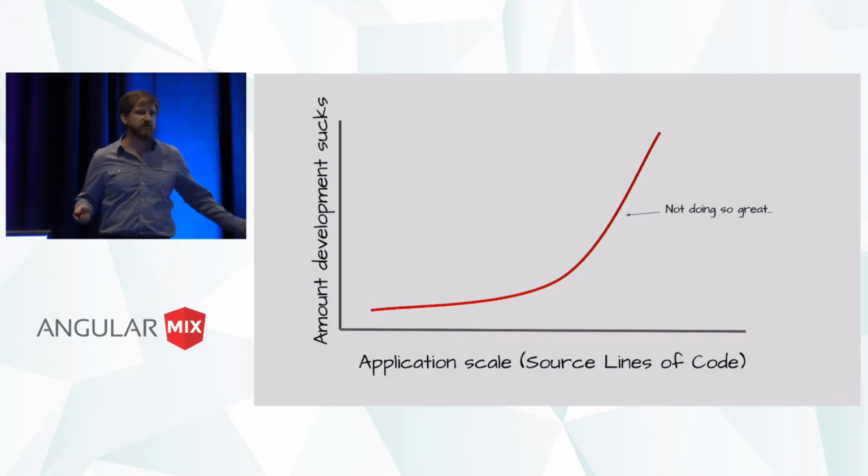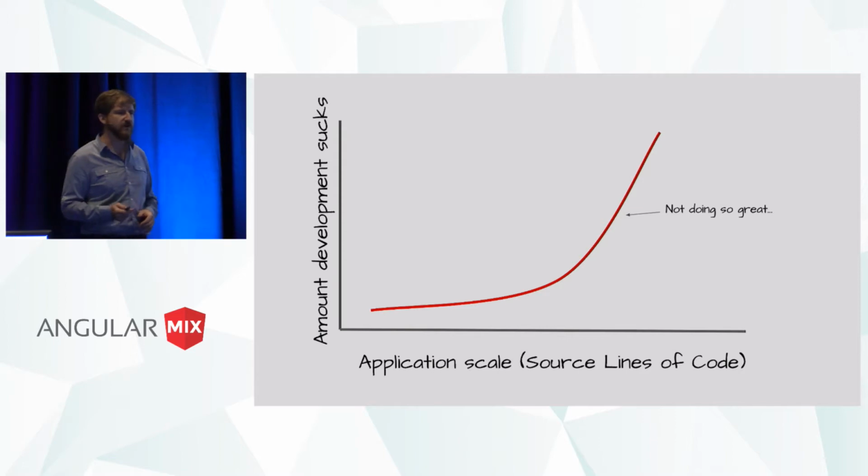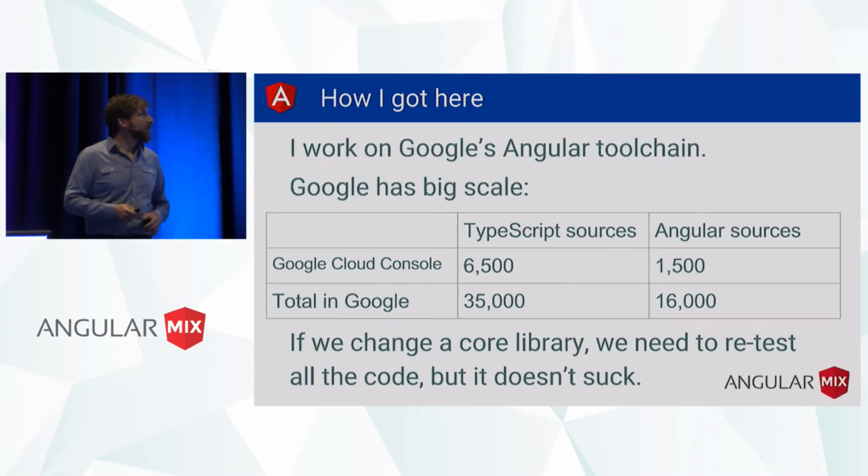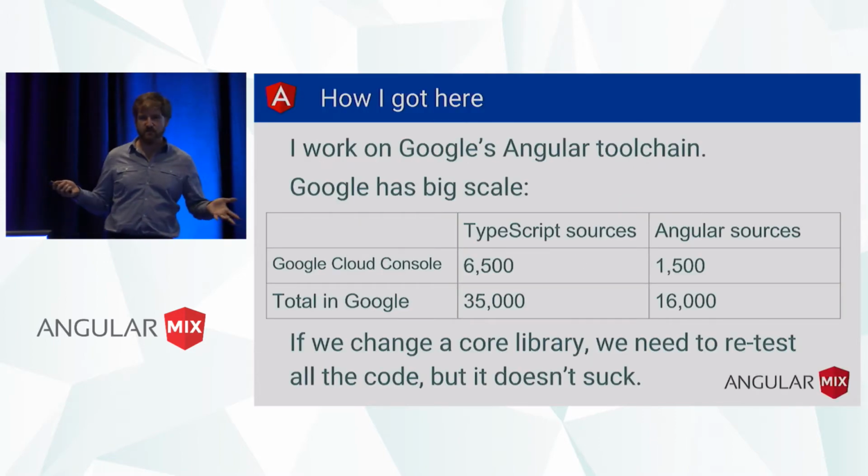So how are we doing right now? My guess is that this is not working that well when you get to larger scale. So when you have a lot of source lines of code, I think your development kind of starts to suck. I know about this because we have a lot of code too.